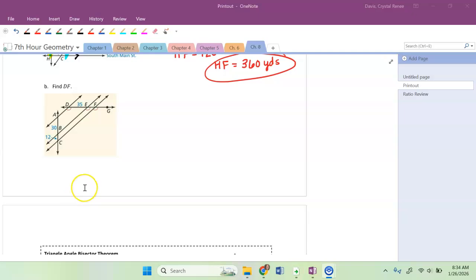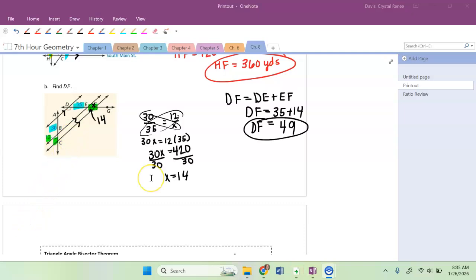All right, I want you to go ahead, pause this now. I want you to try to do this on your own. Okay, and then we'll go over it. All right, so hopefully you worked through this. Okay, you set it up proportionally. Okay, you should get this small piece here is 14, and then it asks for DF, so you would add the 35 plus 14, which would give you 49.